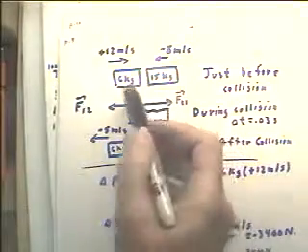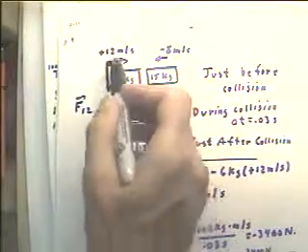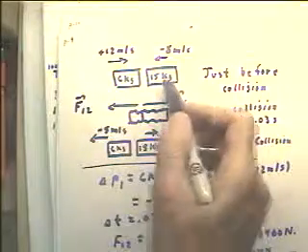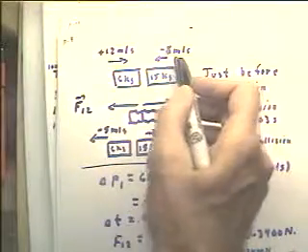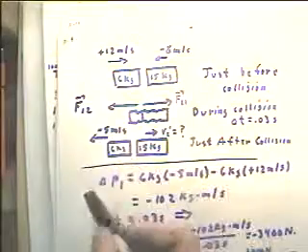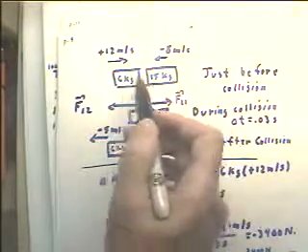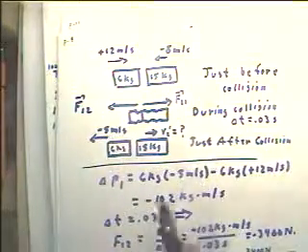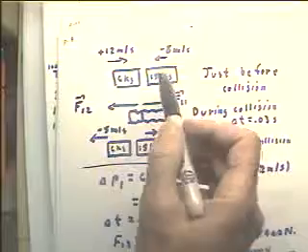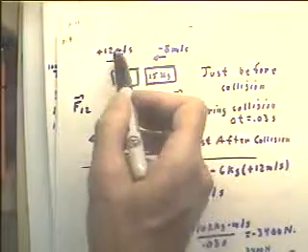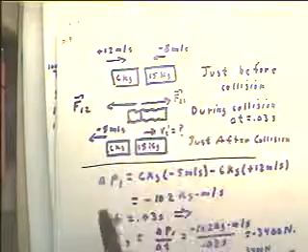Now we have a 6 kilogram object moving to the right at 12 meters per second, and a 15 kilogram object moving at negative 8 meters per second, meaning it's moving to the left. These are the same masses and velocities we used in the preceding problem. And just before collision, these are the velocities and masses.